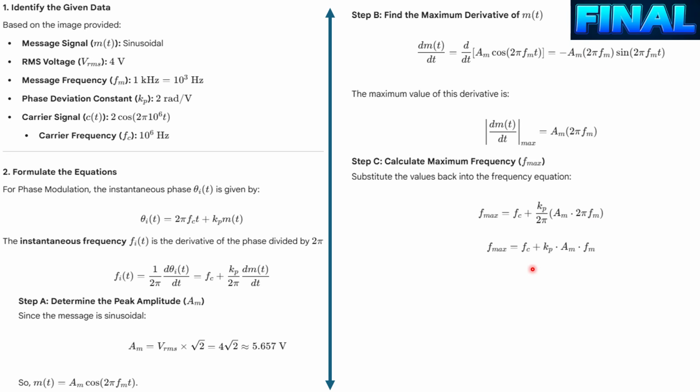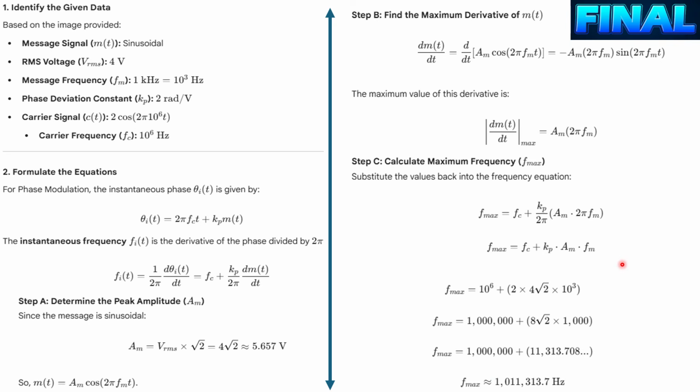So finally f max will be fc plus kp Am into fm, and we know the values of kp, Am, and fm. All the values are given, so put them in and you can get the final f max, that is 1011313, right? So this is the final answer.